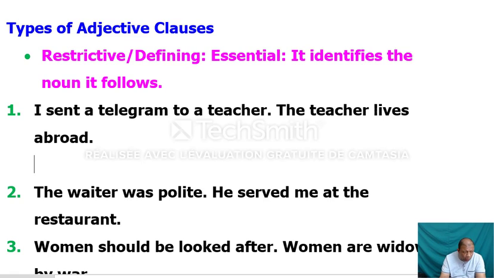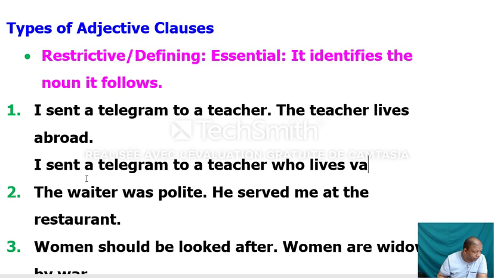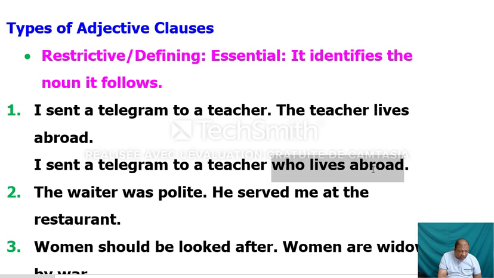Therefore, if I want to combine it, it becomes: I sent a telegram to a teacher who lives abroad. This is the answer. So the relative clause here is who lives abroad, and who refers to the antecedent, a teacher.